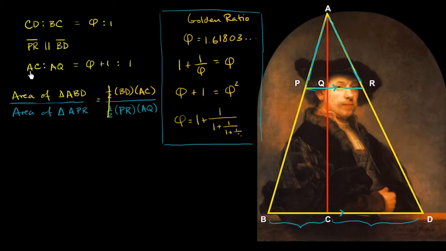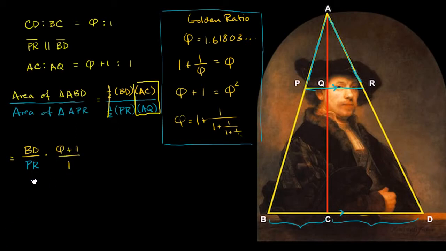But what else do we know? Well, they gave us the ratio between AC and AQ. The ratio of AC to AQ is 5 plus 1 to 1. Or we could just say this is equal to 5 plus 1. So let me rewrite this. This is going to be equal to the length of segment BD over the length of segment PR. And then this part right over here, we can rewrite as 5 plus 1 over 1. So times 5 plus 1 over 1.